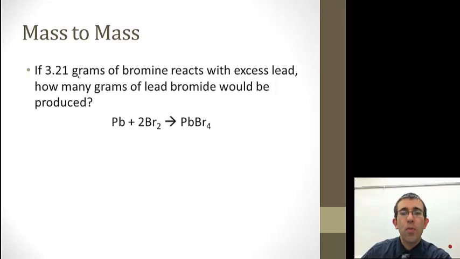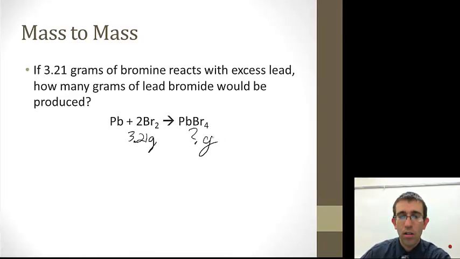So we are given 3.21 grams of bromine reacts with excess lead. Remember, when this says excess, this means you have a whole bunch. We don't have to worry about it. How many grams of lead bromide would be produced? Bromine, I'm just looking for the elements. Remember, that's one of those fun diatomic ones. So I got 3.21 grams. That's what they gave me. I want to know how many grams of lead bromide we're going to find. That's lead and bromine together, so lead bromide's right here. So I want to know how many grams.